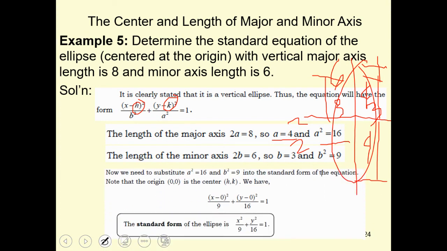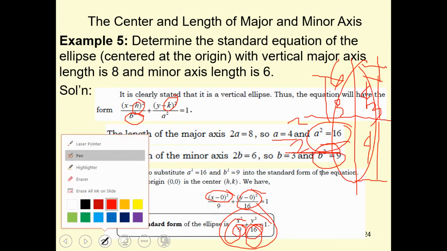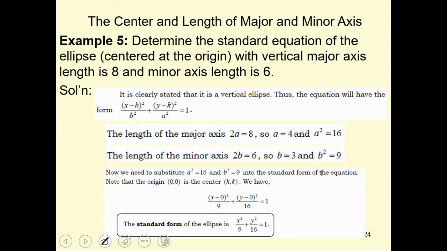So now we have B squared, right? B squared is 9. And your major axis gives A squared is 16. So here is the B, here is the A. So your center is (0, 0). x squared over 9 plus y squared over 16 is equal to 1. Okay. I hope everyone understood.